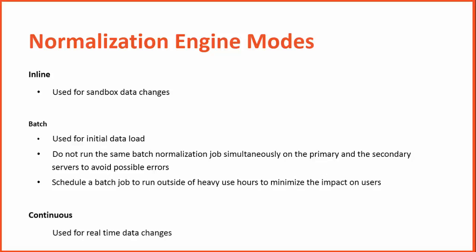Third is the continuous mode. This mode can be used after you have finished normalizing the initial data load. Continuous mode is used when small changes in your IT infrastructure are discovered and those need to be normalized. Continuous job mode is triggered after the configured threshold is reached. The threshold can be number of CIs or a particular time interval.